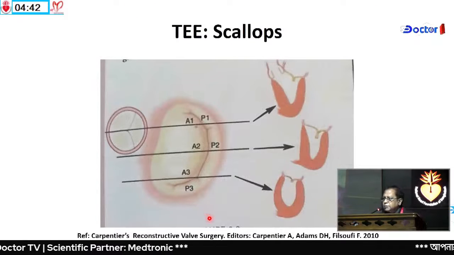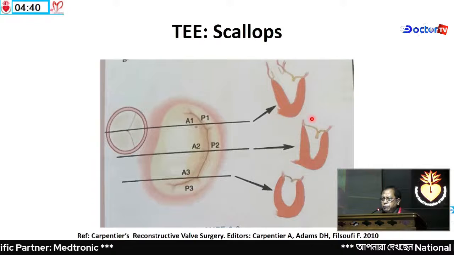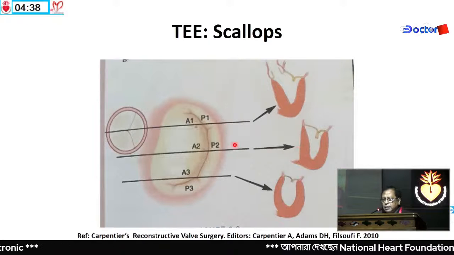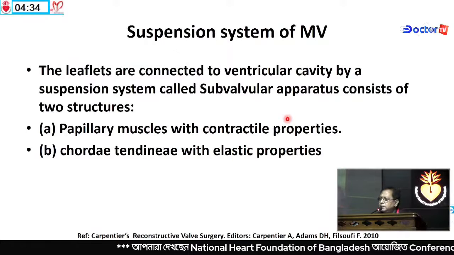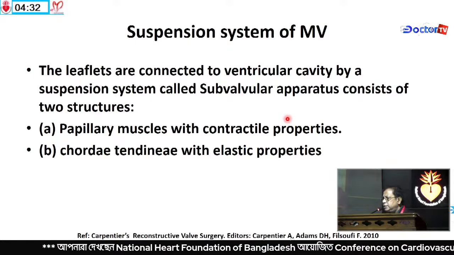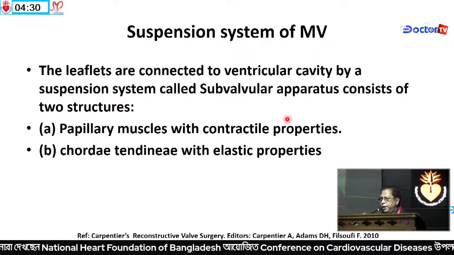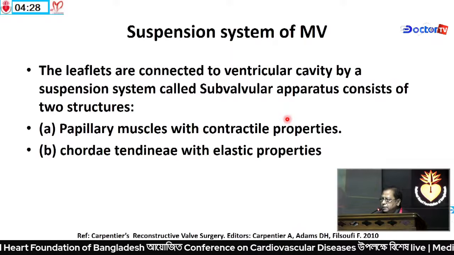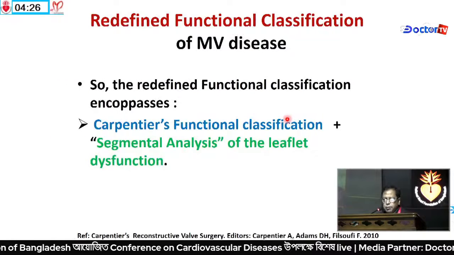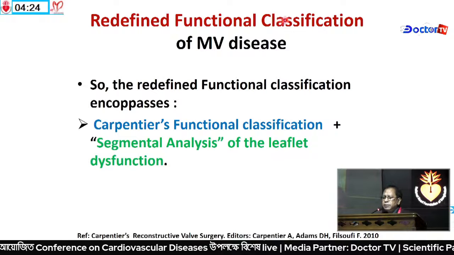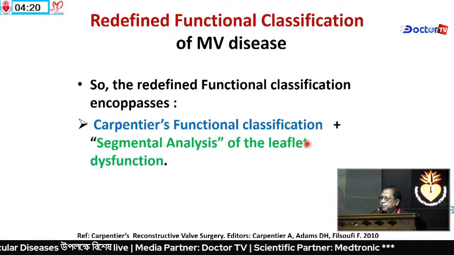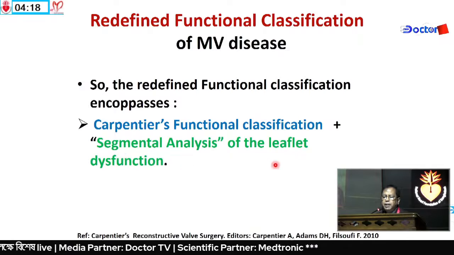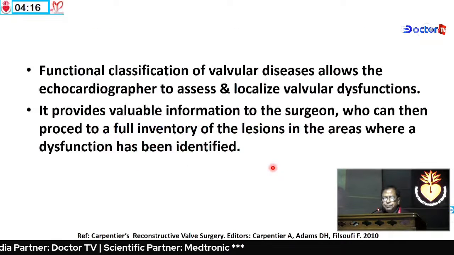And by transesophageal echo, these are the views that you can identify the scallops. And now the suspension systems. Which are the suspension systems? The chordae and papillary muscles are regarded as the suspension systems. So the redefined functional classification is based on the Carpentier's functional classification plus segmental analysis of the leaflet dysfunction.